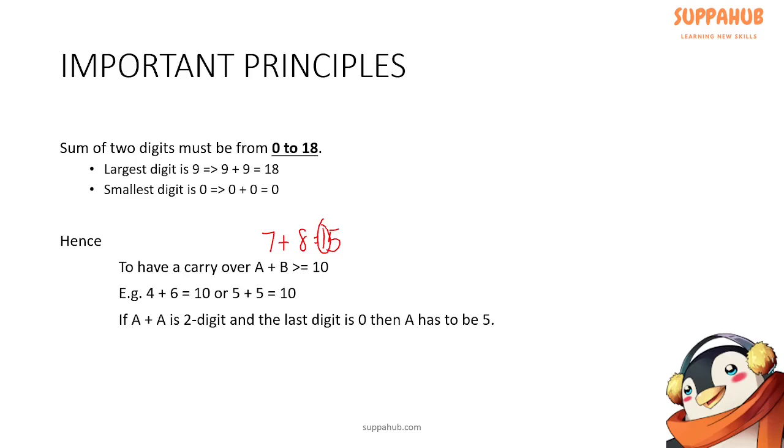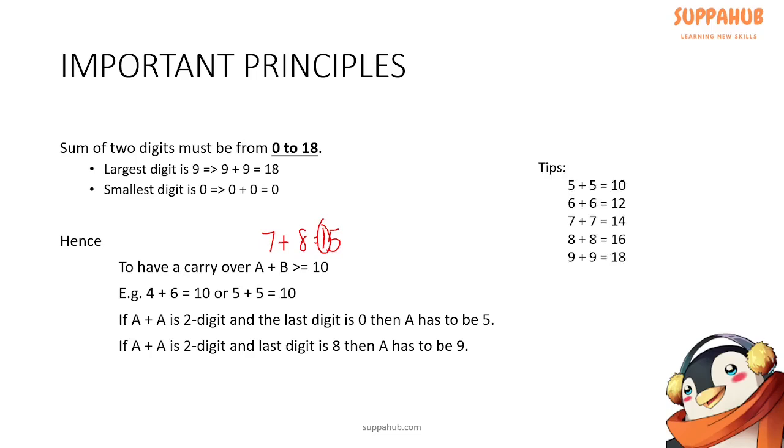So if A plus A is a 2-digit number and the last digit is 0, then A has to be 5. This is an important trick that you may want to memorize. It will help to speed up your calculations. Then if A plus A is a 2-digit number and the last digit is 8, then A has to be 9. As you can see, this table here is quite important.